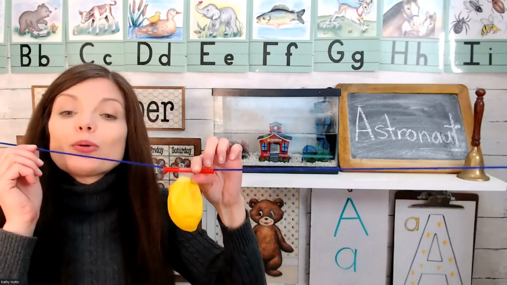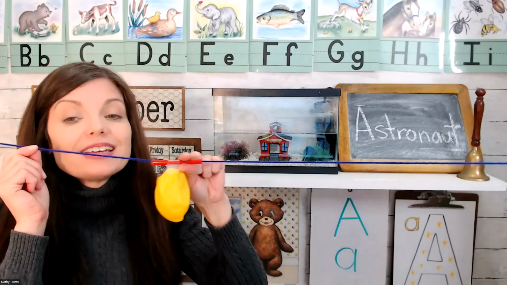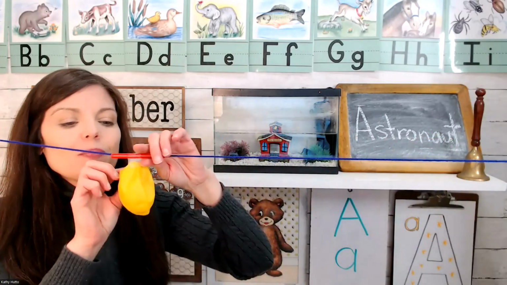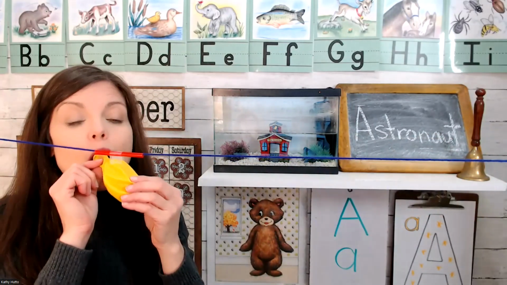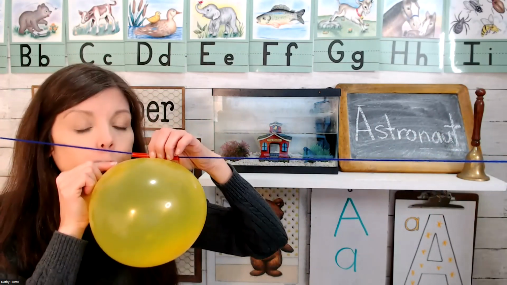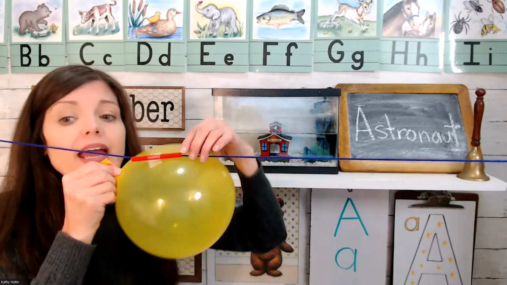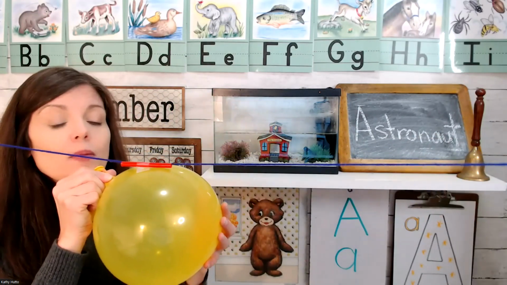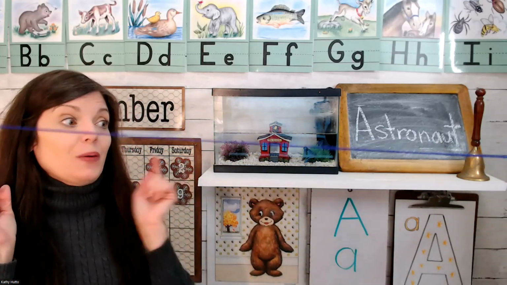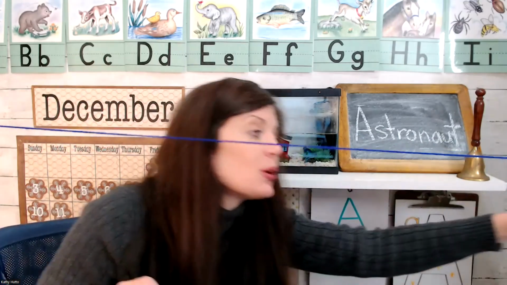For science today, we're going to pretend that this straw is a rocket, and we're going to try to get it to blast off across the room here. So I'm going to blow up this balloon. And you can see that it's connected to the straw. Watch what happens when I let go of the balloon. Whoa, did you see it zoom across the room?